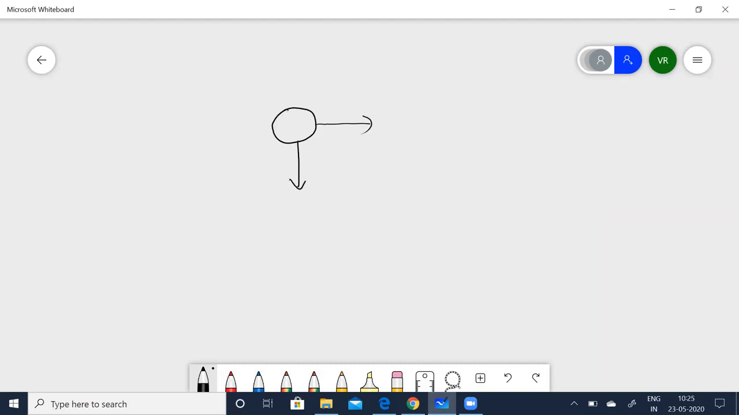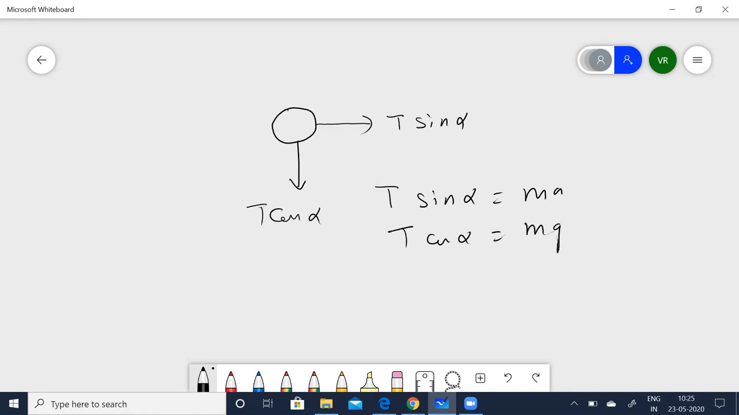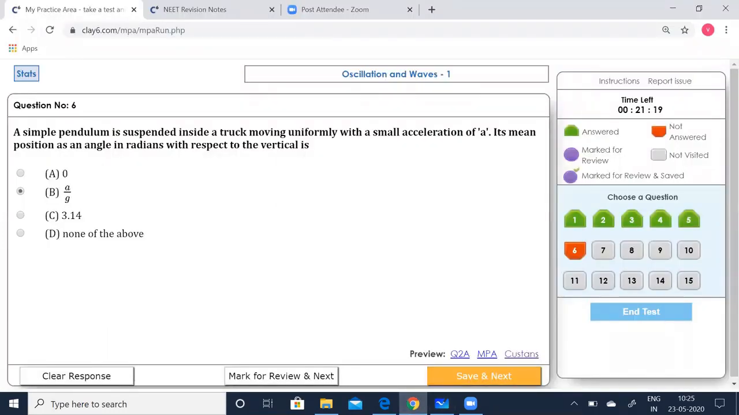So the pendulum takes a mean position such that T sine alpha is equal to MA. Obviously this is T sine alpha and this is T cos alpha. So T cos alpha is equal to mg, that is the weight of the pendulum. Now divide both, you get tan alpha is equal to A by G. Let's see which option is correct. A by G, option B is correct. Solve that, go to the next.